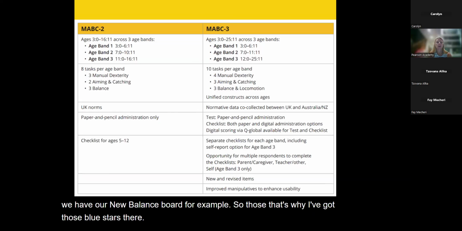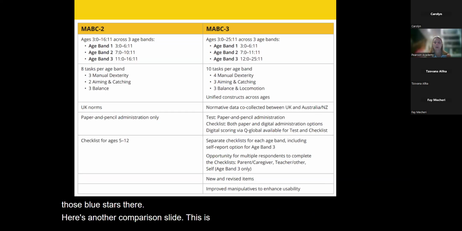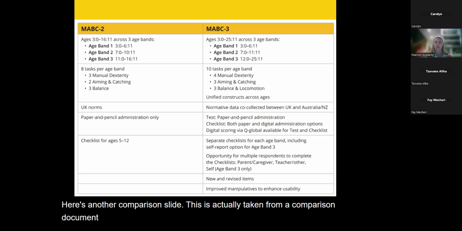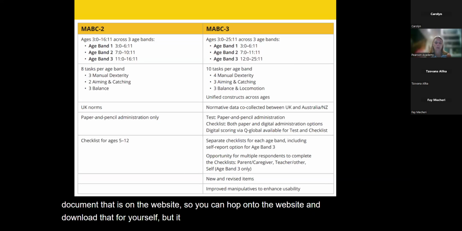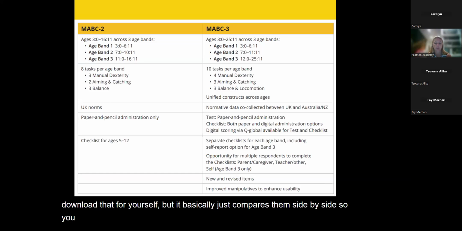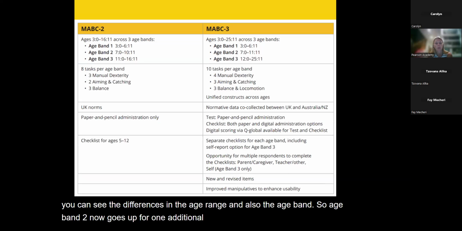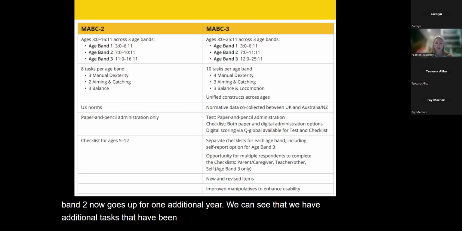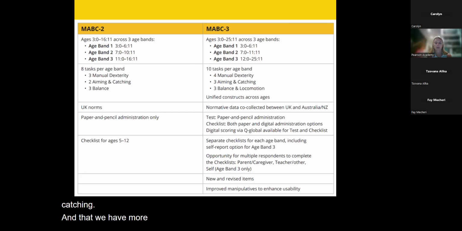Here's another comparison slide. This is actually taken from a comparison document that is on the website. So you can hop onto the website and download that for yourself. But it basically just compares them side by side. So you can see the differences in the age range and also the age band. So age band 2 now goes up for 1 additional year. We can see that we have additional tasks that have been added in manual dexterity, aiming and catching. And that we have more unified constructs. So the items are much more similar in each of the 3 age bands.